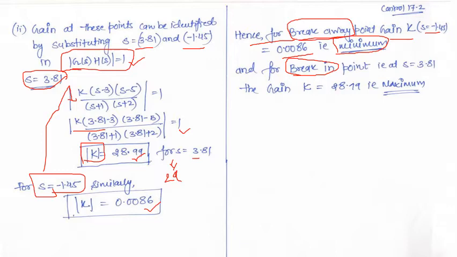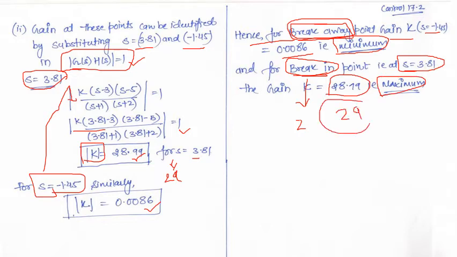And for the break-in point, please remember guys, the break-in and breakaway difference. Breakaway is associated with the poles and break-in is associated with the zeros. That is why in the question also they are looking for that. So you need to mention break-in and breakaway very clearly. And the break-in point associated with the zeros at s equals to plus 3.8, the gain corresponding to that comes out to be 28.99, which is maximum. I have verified the values using MATLAB also, and I am getting exactly the same. This can be written as 29 also.